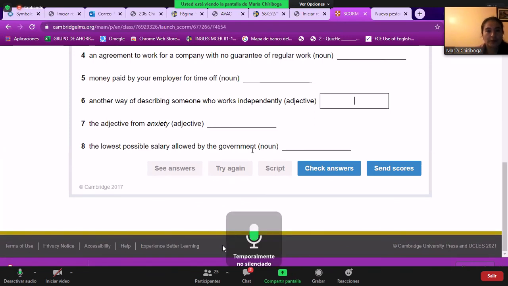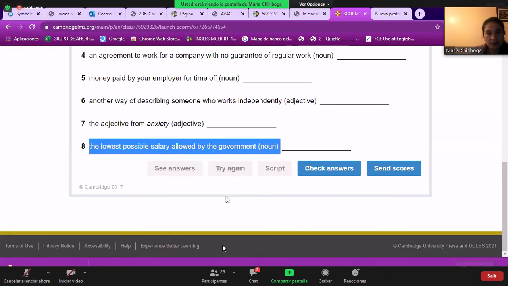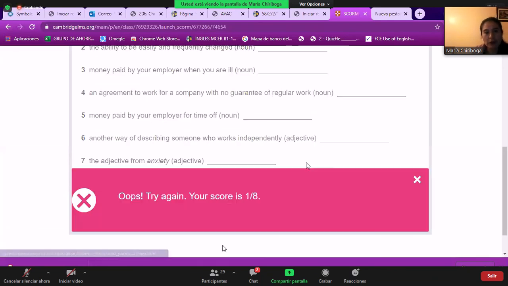No, teacher, no entendemos bien eso. No problem. The adjective from anxiety. And finally, the lowest possible salary allowed by the government. El salario mínimo. Okay, you are going to see the answers, no problem.